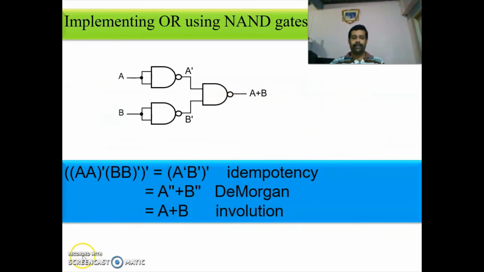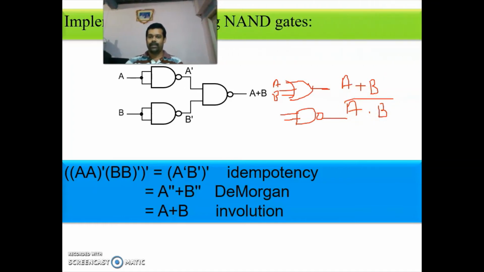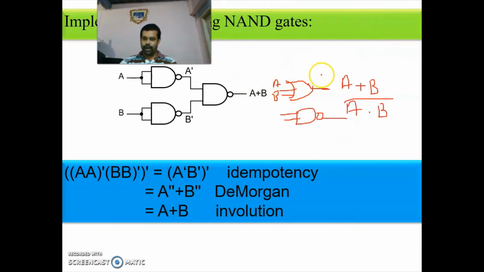Next we are going to implement OR gate using NAND gate. So you are having two inputs A and B. In OR gate, the output you are getting is A plus B. But when you are giving it to a NAND gate, what you are getting is A into B the whole bar. So we have to implement this OR by using this NAND gate.